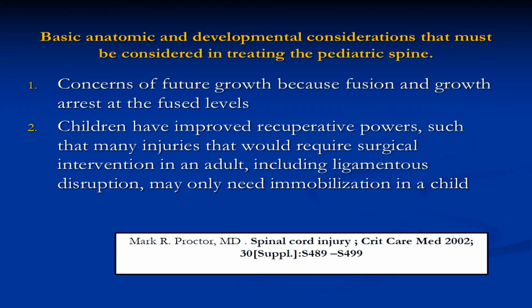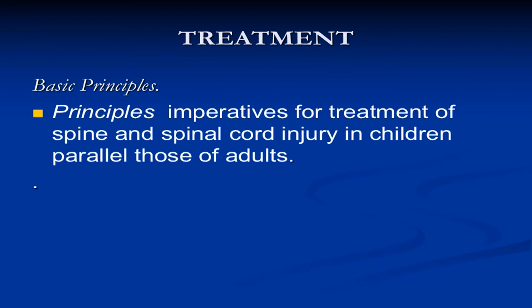Now, when it comes to management, concerns of future growth because of growth arrest at the fused levels are to be taken into consideration. And children have improved recuperative powers, such that many injuries that would require surgical intervention in an adult, including ligamentous disruption, may only need immobilization in a child. The basic principles of treatment otherwise would parallel those in adults, but knowing that many of them would respond to conservative treatment more than in adults, and knowing that more injuries would occur in the cervical spine and especially in the craniovertebral junction.